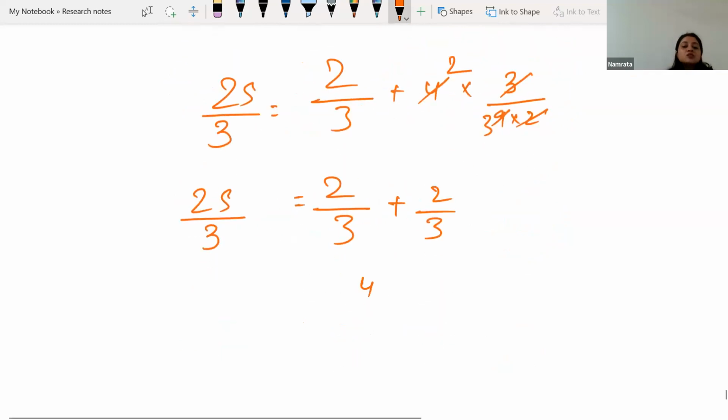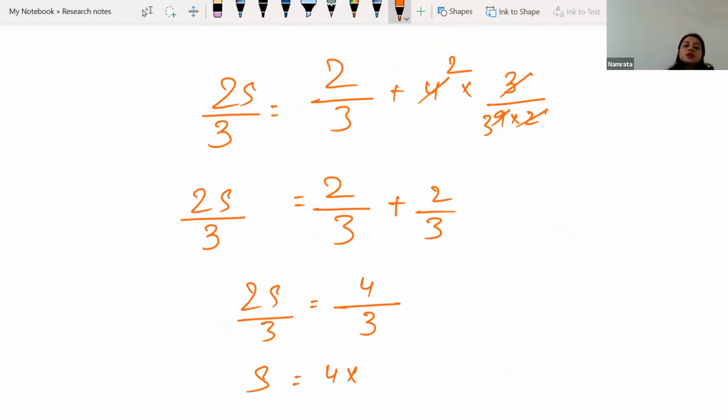Okay, so 4 by 3 is equal to 2s by 3, and s value we got as 4 into 3 by 3 into 2, 3 gone. We got s as 2. Is it clear? Yes, ma'am.